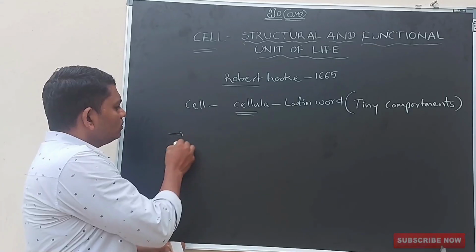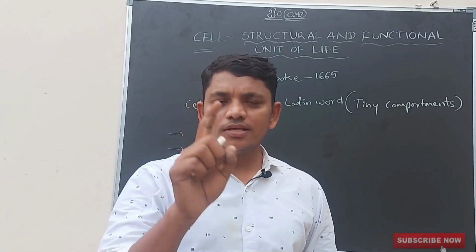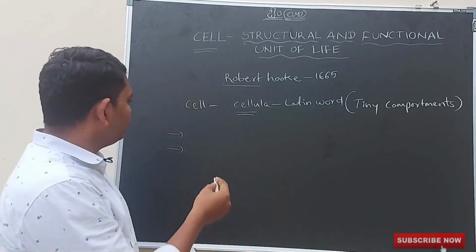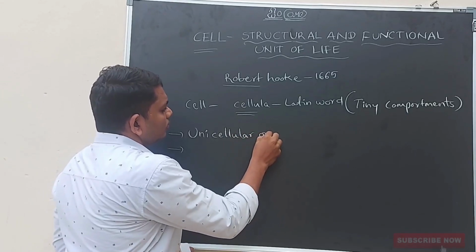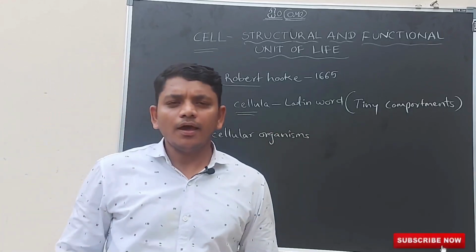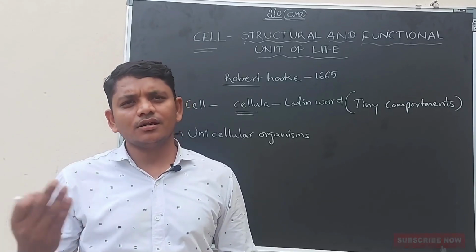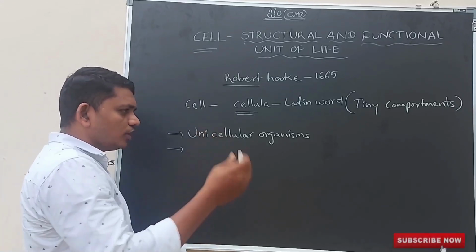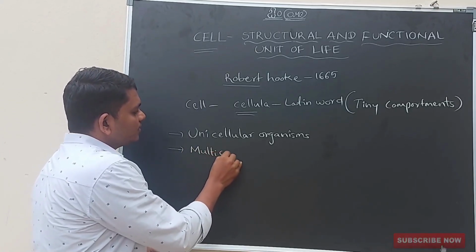And you know, some of the organisms are made up of only a single cell, they are called unicellular organisms. Some organisms are made up of more than 2 cells, maybe 10 cells or 100 cells or lakhs of cells or crores of cells. If the organism is made up of more than 2 cells, that is called a multicellular organism.